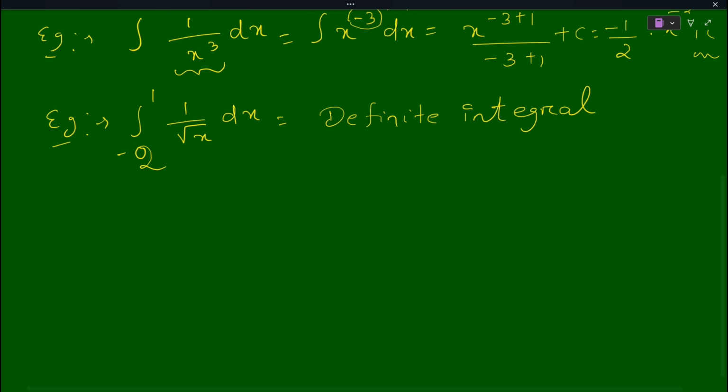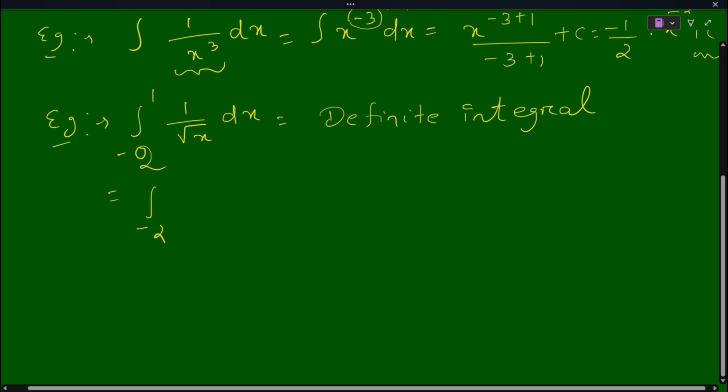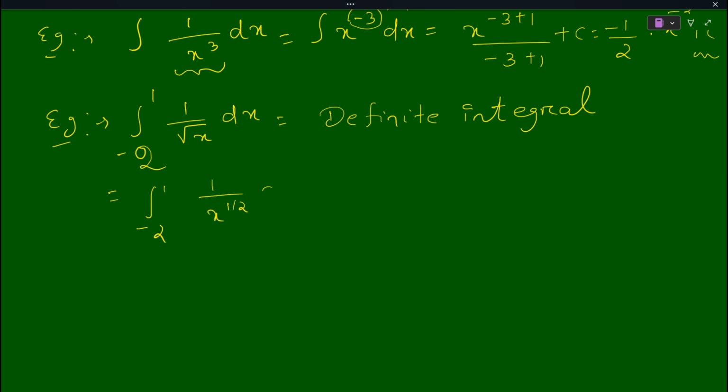Minus 2 to 1. Okay, so let's convert this expression. This root x value is equal to x to the power half. Now let's take this x to the power half to the numerator, then it would be equal to the integral from minus 2 to 1 of x to the power minus half dx. Okay, now see what is this value.